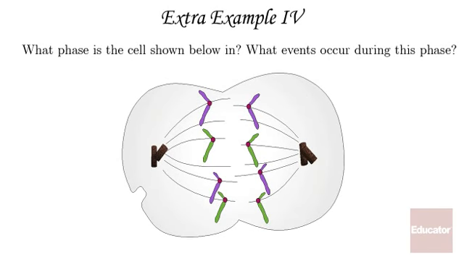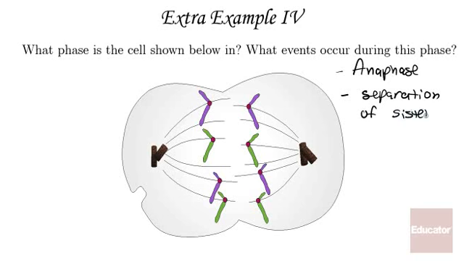Example 4. What phase is the cell below shown in? What events occur during this phase? Looking at this situation here, I see that the sister chromatids are being pulled apart. Since they're being pulled apart, I know that the cell is in anaphase. So the main event of anaphase is separation of sister chromatids.